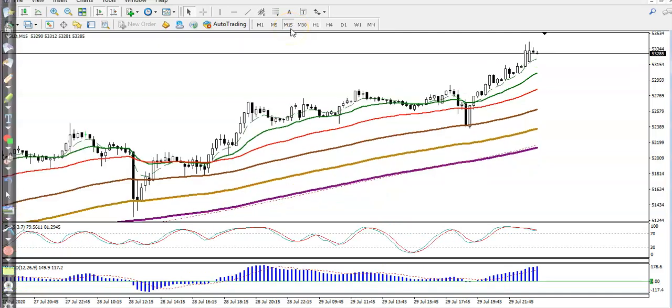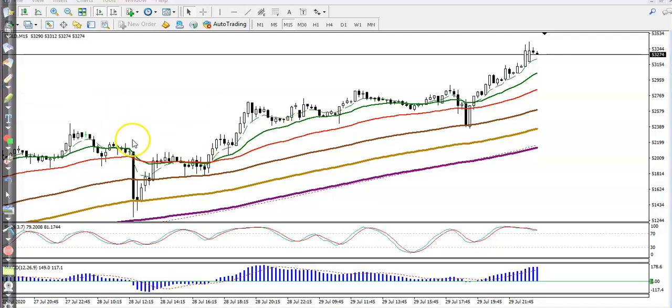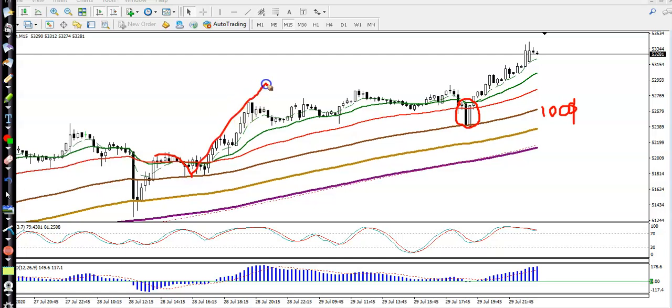So let me show you in a 15 minute. Now you can see in a 15 minute time frame exactly we have seen price retrace to the level of the moving average. I can say this is 100 exponential moving average. Why is exponential moving average important? Now you can see price retrace and bounce again.